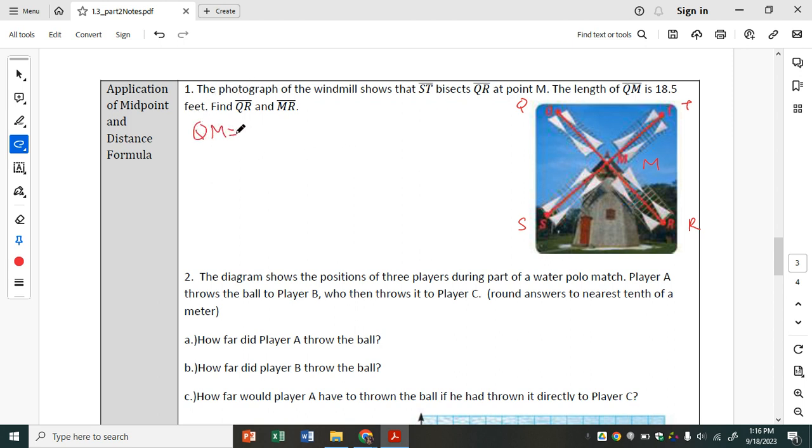So if QM is 18.5 and it's the midpoint, which is what it tells us already, because we would use the word bisect. Remember, bisect means it cuts it in half. So if I know that ST is bisecting QR, then M is my midpoint, and if QM is equal to 18.5, then MR also has to equal 18.5, right? And that means that QR has to be double that. You could add them together, you could double them. Either way, we should find that QR has a length of 37.